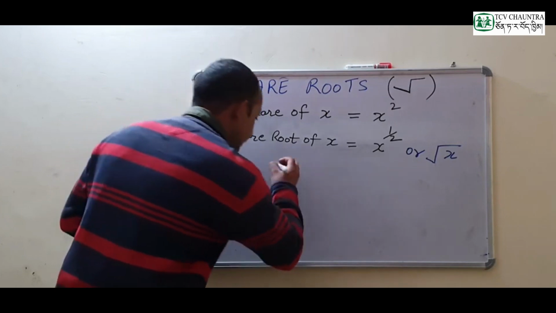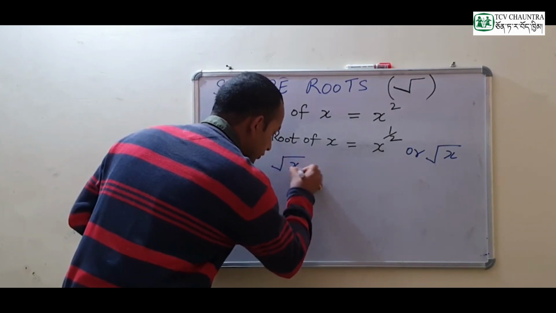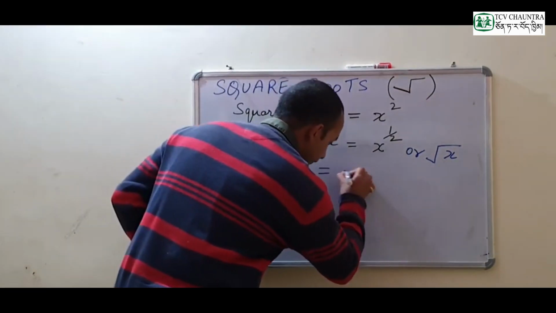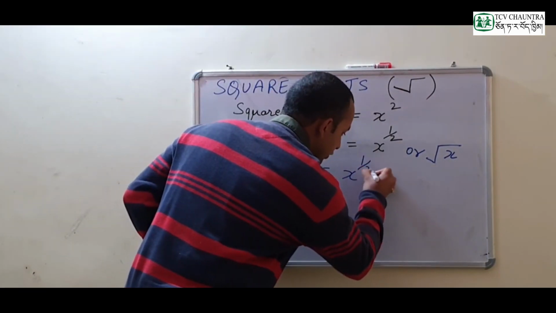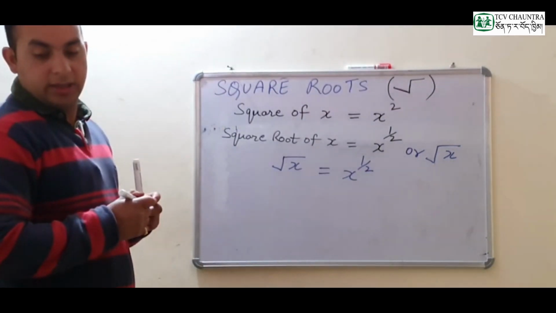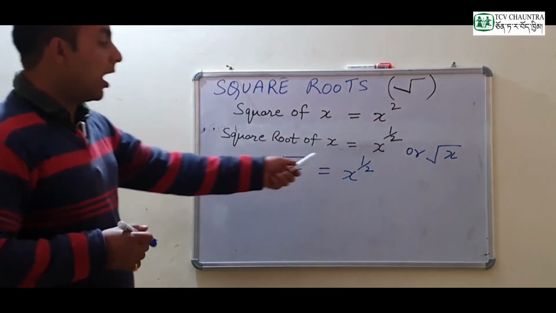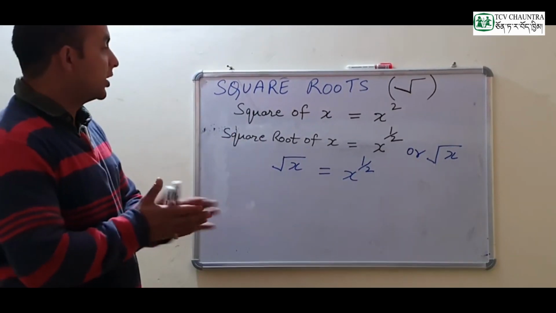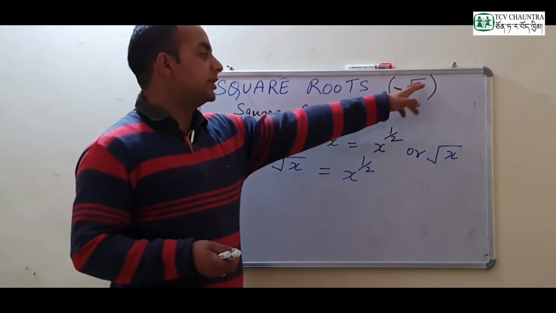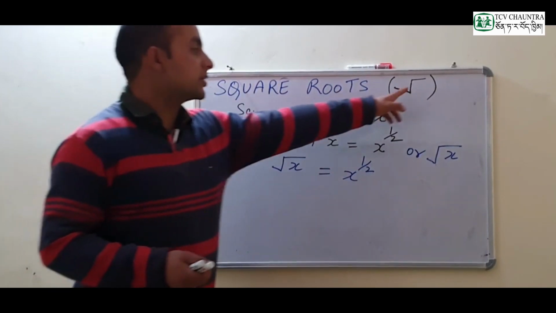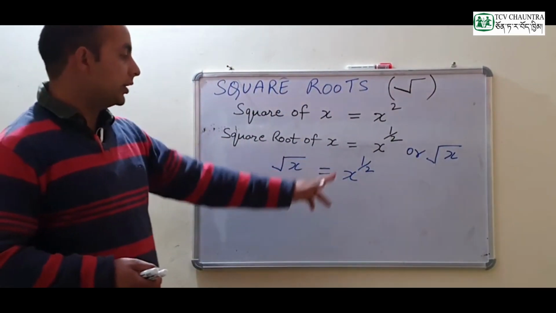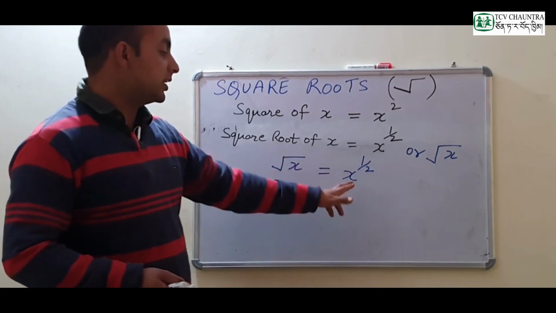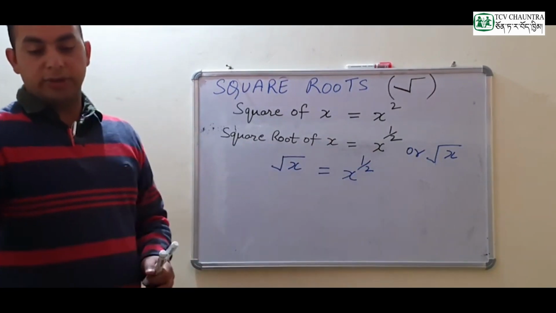So the square root of x is x raised to the power 1 by 2, that is, x raised to the power half. The radical sign has the value half, so square root of x means under root x, or you can say x raised to the power 1 by 2.